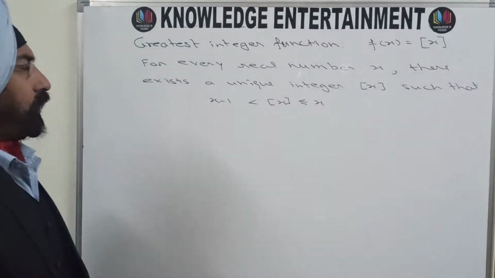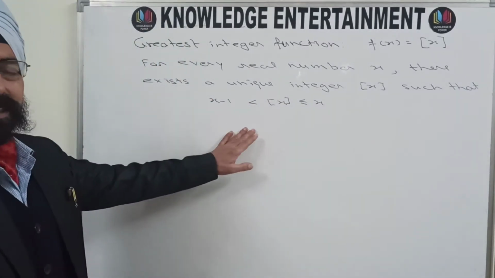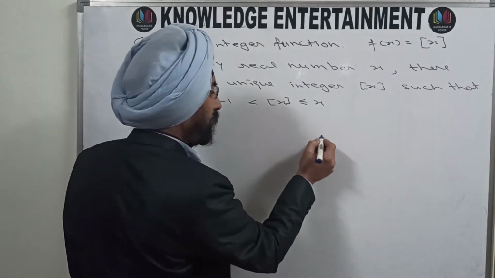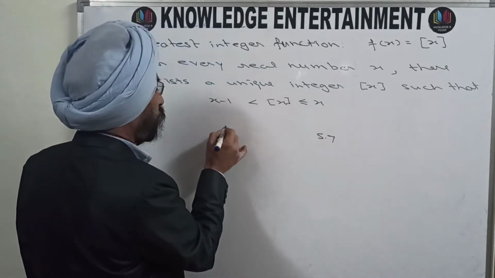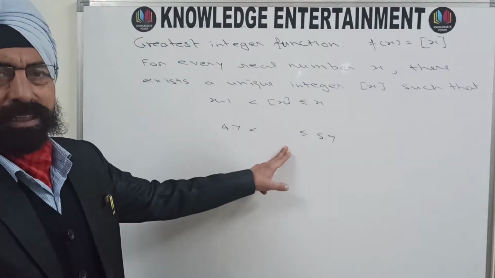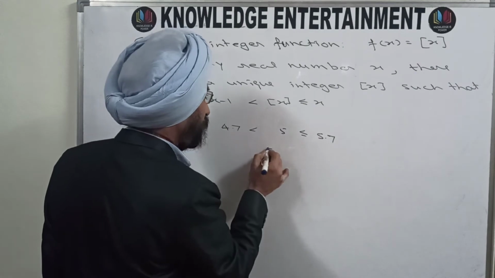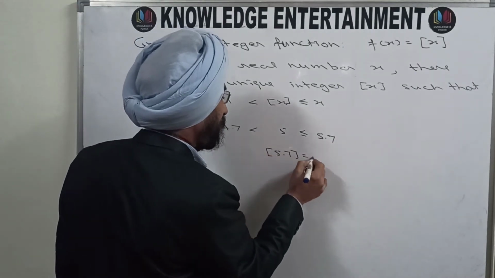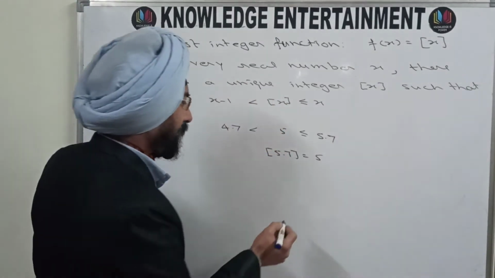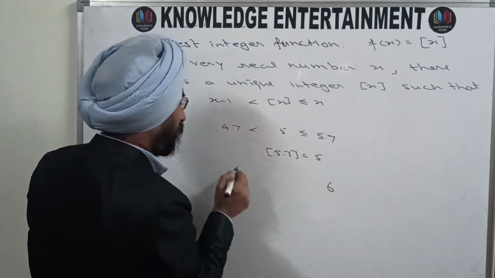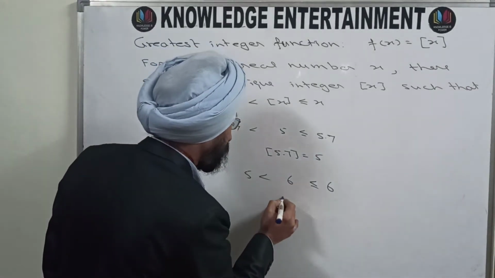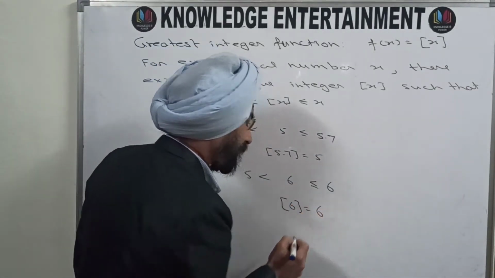So this is the definition. Suppose your x is 5.7, so 5.7 is here, 4.7 is here, and there is a unique integer here. What that integer is? That is 5. So box of 5.7 is 5. If you take x to be an integer, suppose you take x to be 6, then it is 6 here, it is 5 here, and there is a unique integer once again, and this is 6. So box of 6 is 6.